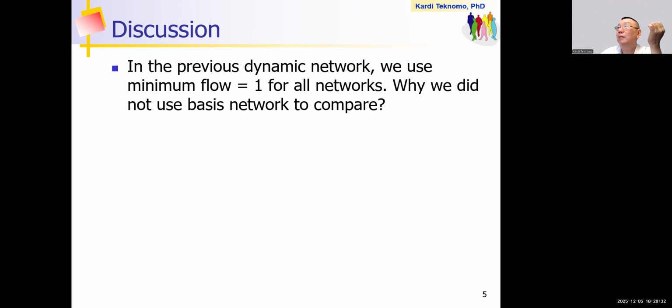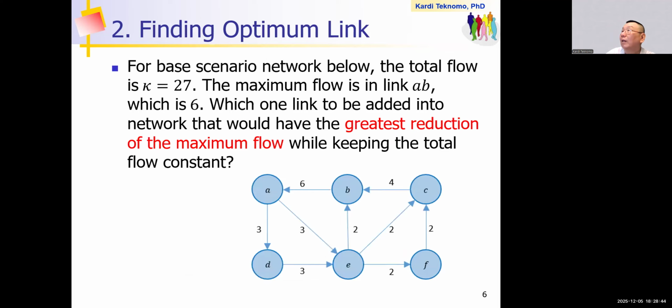So in that previous dynamic network, we used minimum flow 1 for our network. So another example, this is probably something you need to find. Okay, practice. Can you practice this?